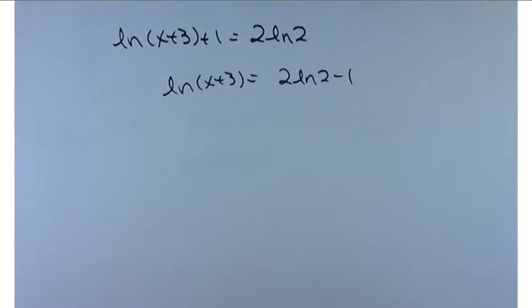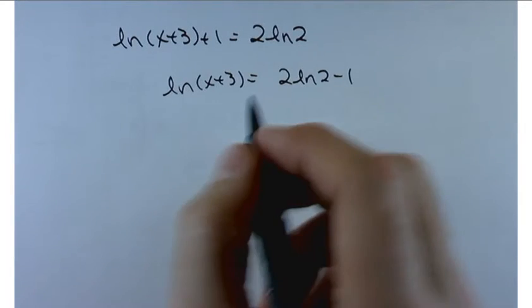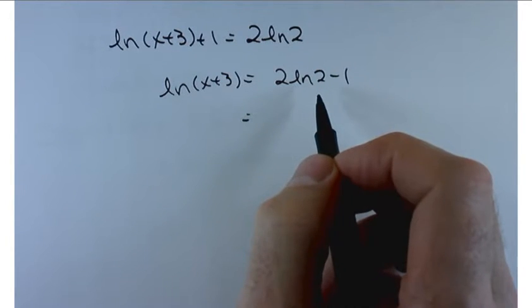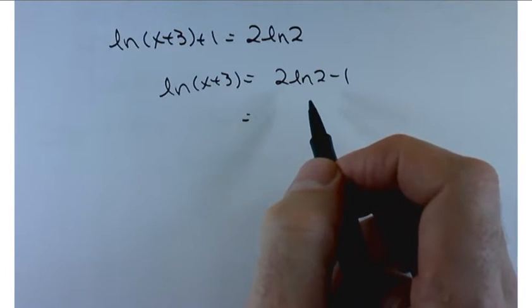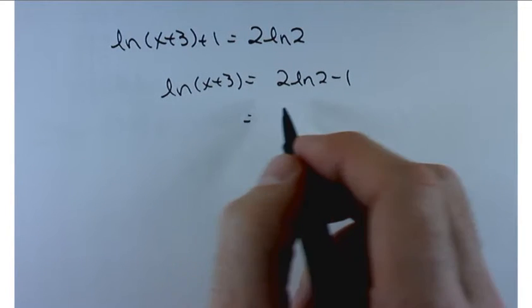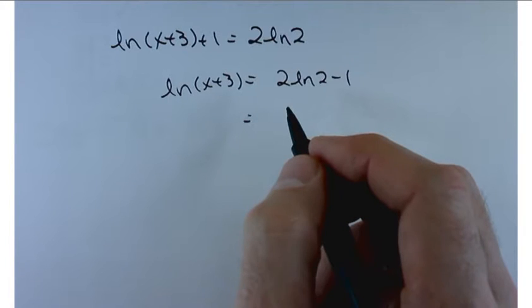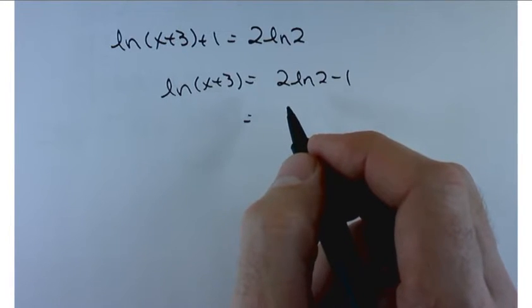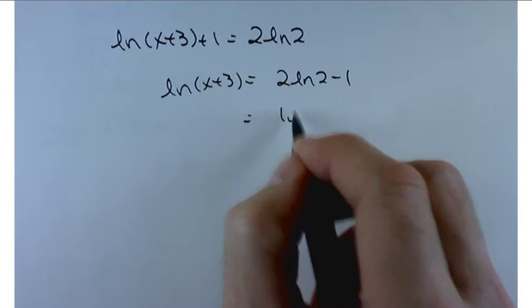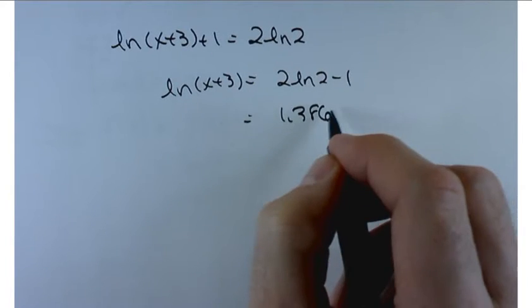I think what I'll do here, just for convenience, is get a decimal value. Basically, you're going to raise both sides to the power e, is what's coming. But I think you might be a little more comfortable if I wrote it as a decimal value here. So the decimal value of 1.386, etc., minus 1 is just going to be 0.386, etc.